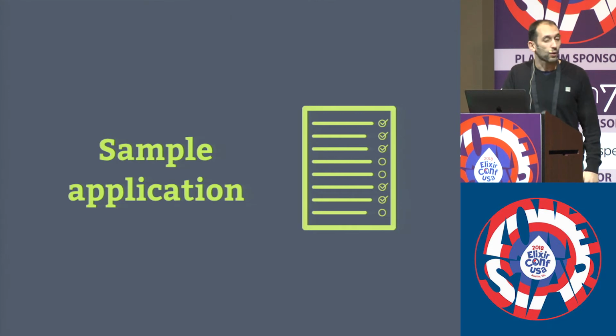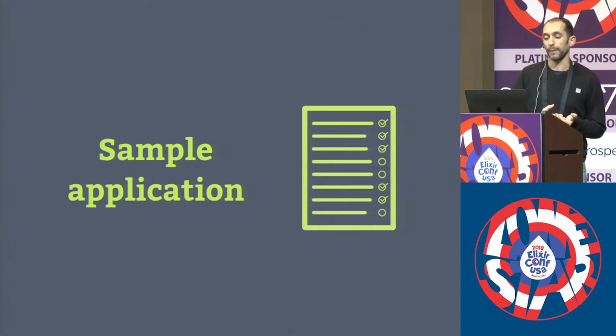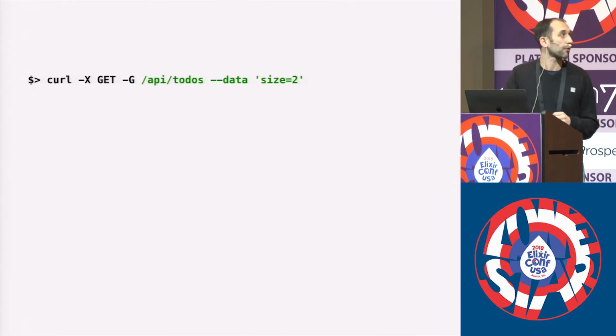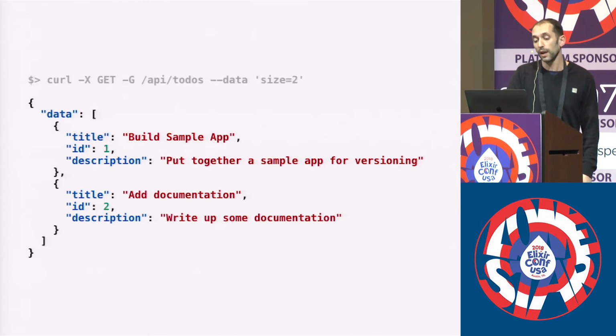OK, let's take a look at a sample application. So just a simple to-do app. It's just a JSON API returning a list of to-do items. So we have a GET request to return a list of to-do items.